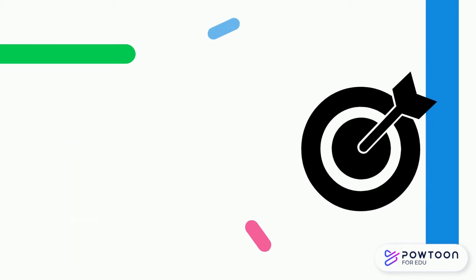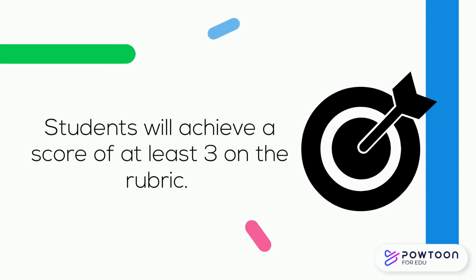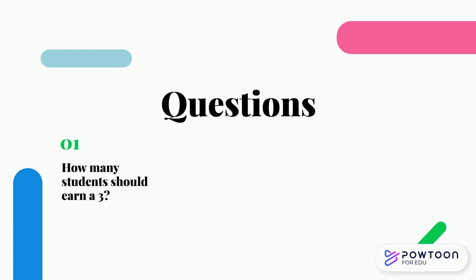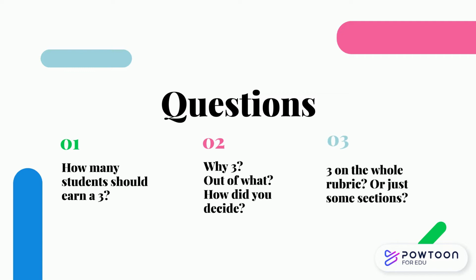We'll start with a target that is often used in assessment plans. Students will achieve a score of at least 3 on the rubric. A few questions come to mind when we read this target. First, how many of the students are expected to achieve this standard? Second, why 3 and what does 3 signify? Third, is the whole rubric connected to the learning outcome or just specific traits or sections?